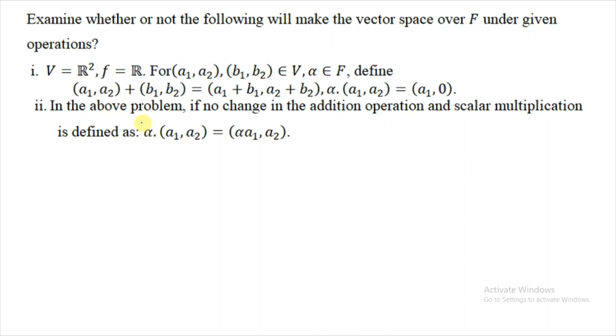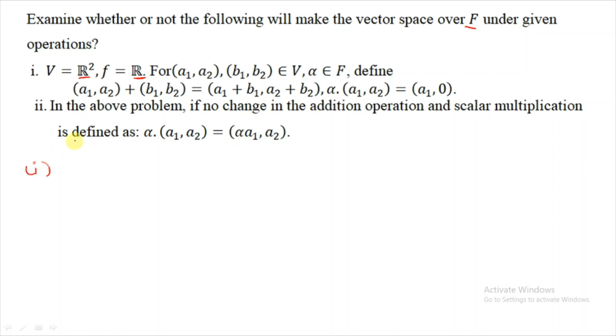Now let's see another example. Examine whether or not the following will make a vector space over F under the given operations. Is it a vector space over a field? We are given V equal to Rn, and F is a field. For two elements, V means R2, and alpha belongs to F, alpha is in R. Vector addition is defined like A1 comma A2 plus B1 B2, this one. Scalar multiplication is this one.